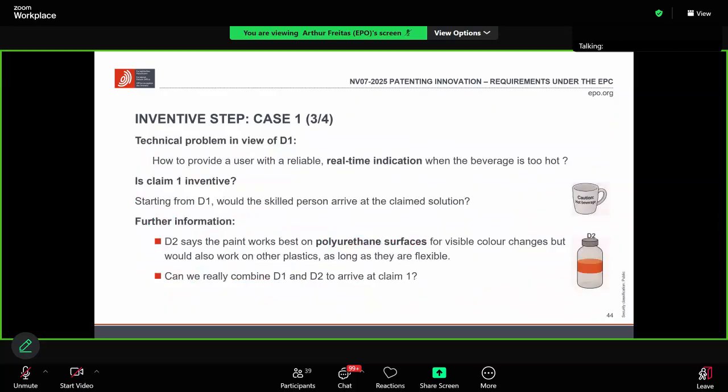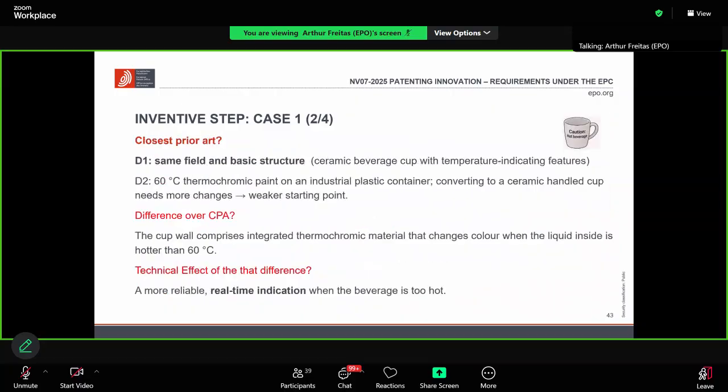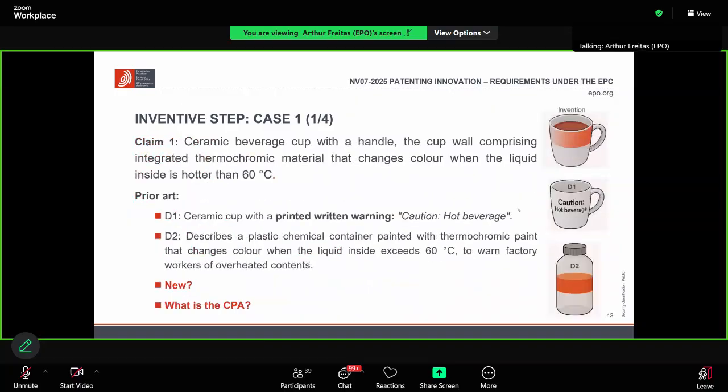Okay, so let's start with common general knowledge. Is the thermochromic paint common general knowledge? Is it something that you would see every day, or every time? I would contend it's not. A thermochromic paint would not be something you would find in every cup. So I would say I cannot, from D1 plus common general knowledge, arrive at the claim solution.